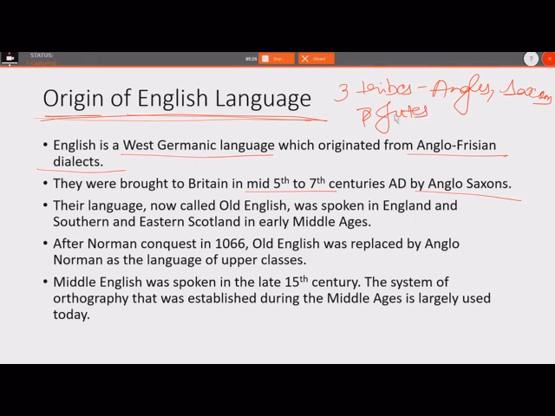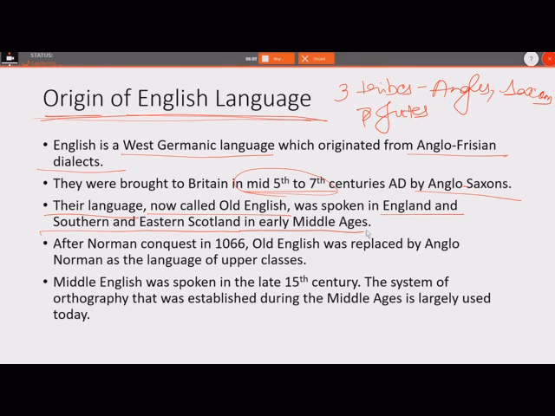So these three tribes came to England, they were barbaric in nature, and they brought this language. Why do we call them Anglo-Saxons? Because those were the two strongest tribes during that time, and in the 5th to 7th century, we can say that this dialect originated. So it was a dialect at first. It was not a full-fledged language, but rather a dialect. Their language is now called Old English, and was spoken in England and southern and eastern Scotland in the early Middle Ages.